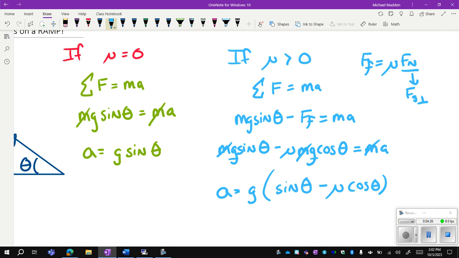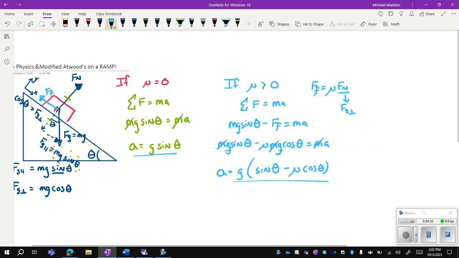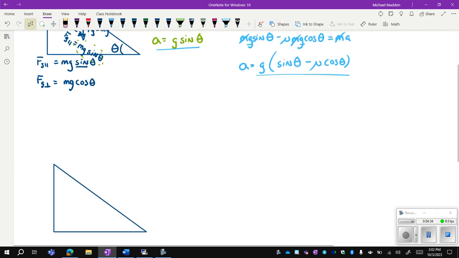So basically, if we have no friction, we have this. If we have friction, we have that expression. Okay, so let's throw in a pulley and a hanging weight.